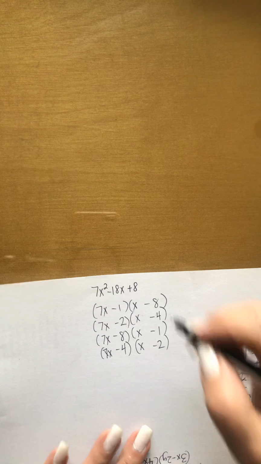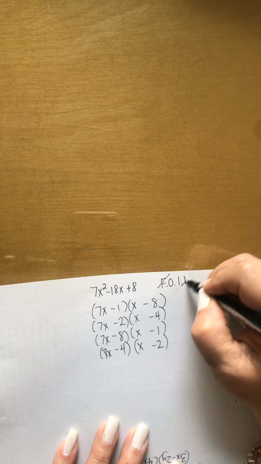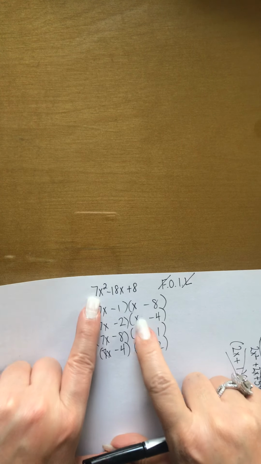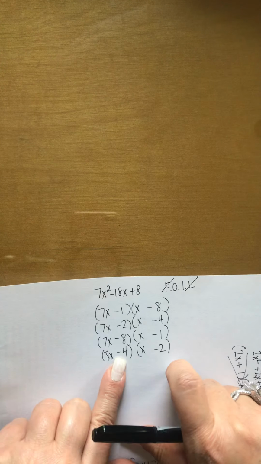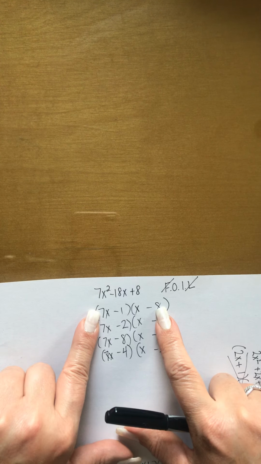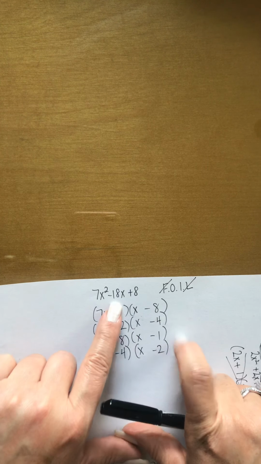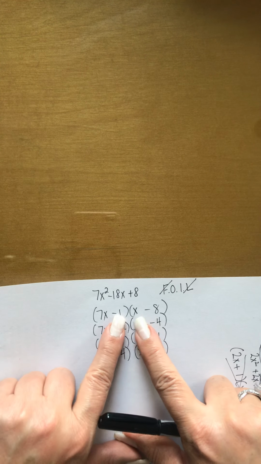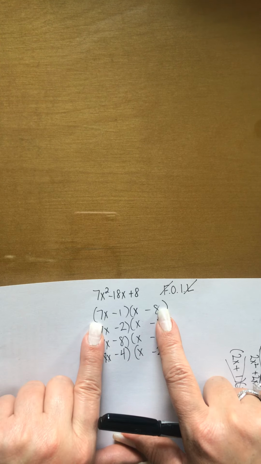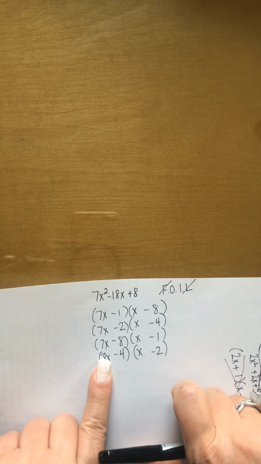Now, you really don't have to FOIL. We know the first and the last. We know these two are going to give me that term. We know these two are going to give me that. We put them here. I need to do the outer and the inners, and I need to see which combination gives me -18x. Well, I know this outer and this inner is not going to give me negative. That's -56. Nope. This is -28 minus 2. That's not going to work.